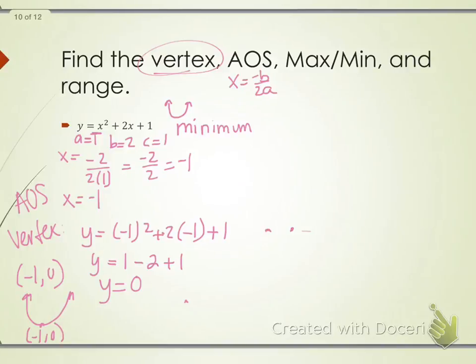So my domain is all real numbers. My range, since it's a happy face, we've already decided, okay, my y value that the lowest point is going to be at is 0, and I want everything bigger than that. So that is going to be my range. So we already said minimum, we got our range, we got our vertex, and we got our AOS.